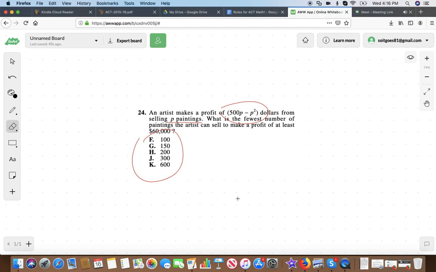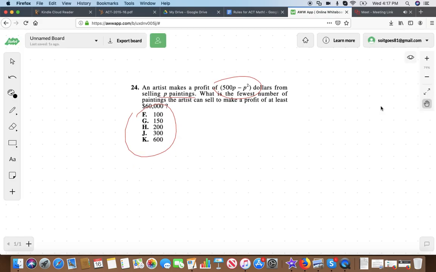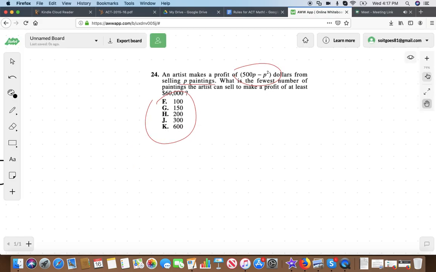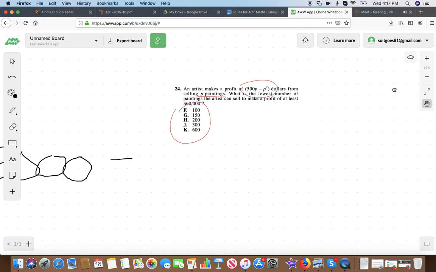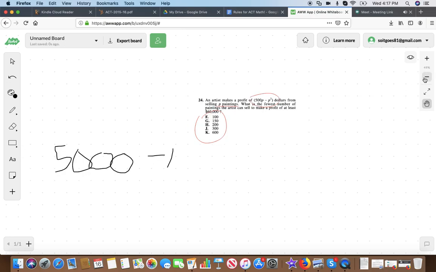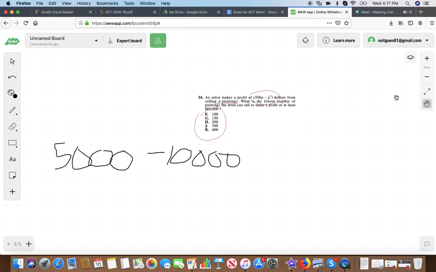So, the first one would be 5,000 minus p squared. Yeah, so that 500 times 100 just becomes, is that 5,000? I don't think it's 5,000. Why don't you double check? Yeah, double check in the calculator. I think it's going to be. Yeah, it should have one more zero. Sorry. There you go.